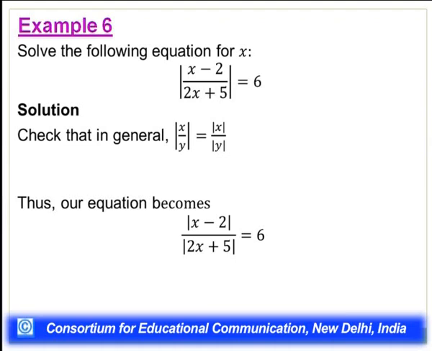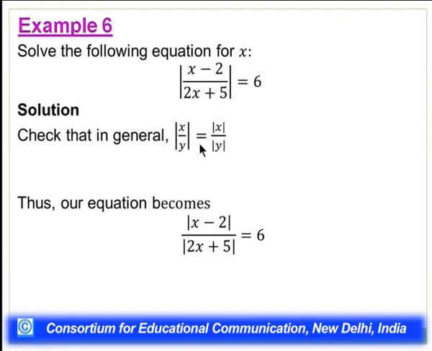Right. The next equation is also quite interesting in the sense that it has something new to offer. So if you look at this equation, this is what you have to solve for x in the equation mod of x minus 2 divided by 2x plus 5 is equal to 6. Now, as a do-it-yourself kind of exercise, I would ask you to check that if you have two numbers x and y, then the absolute value of x divided by y is equal to the absolute value of x divided by the absolute value of y. So this is a way of coming out of this absolute value in steps.